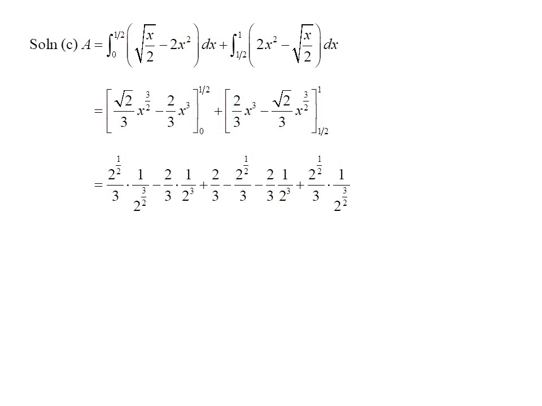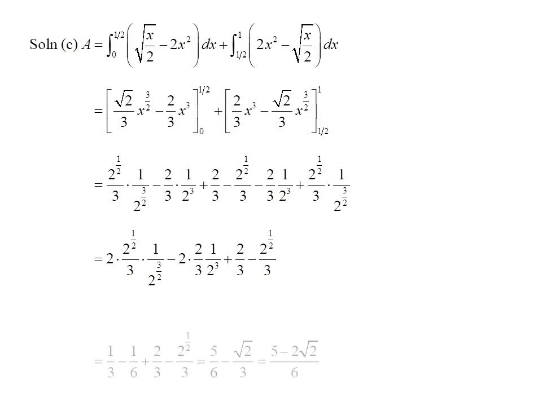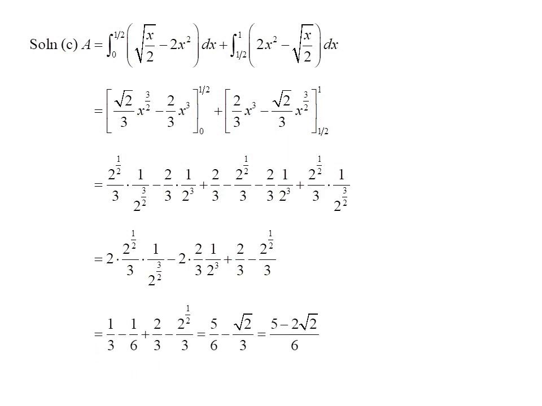After substituting the corresponding values, we may perform the calculation to obtain the results. The detail of the calculation steps is shown on the screen. And finally, we obtain the result 5 minus 2 square root 2 all over 6.